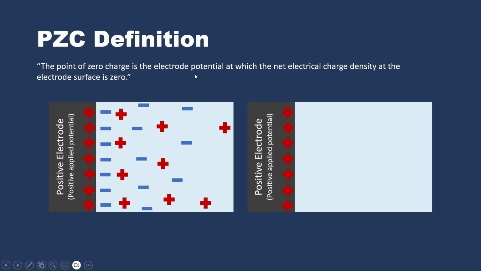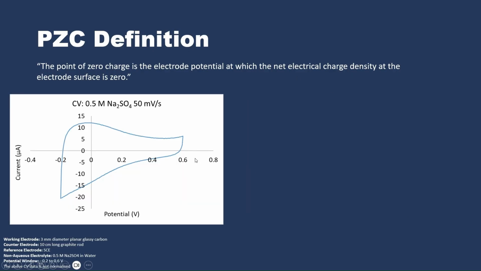So by this definition, a lot of people assume that this is referring to there is no charge on the electrode surface. So it would essentially look something like this. Let's have a look at a real example.